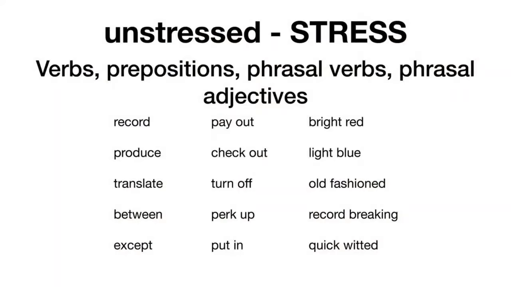Okay. So let's listen to this pattern. So we have record, produce, between, accept. And then we have pay out, check out, turn off, perk up, put in. And then we have bright red, light blue, old fashioned, record breaking, quick witted. All right. So the two words that might have stuck out to you here are record and record, produce and produce. These words are heteronyms.